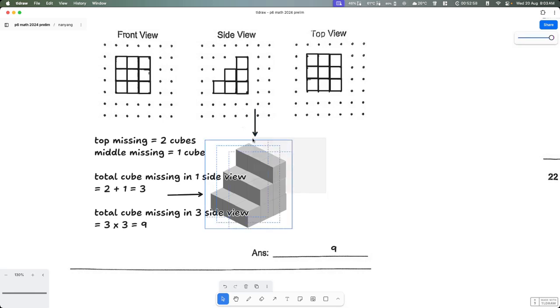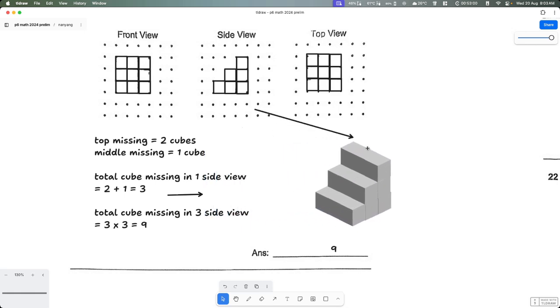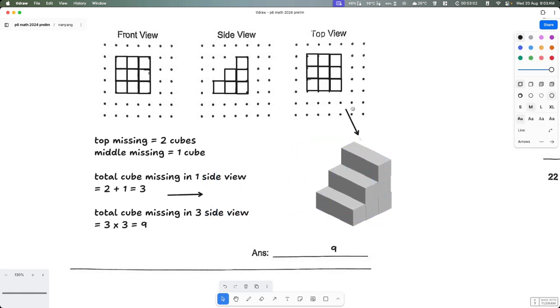Okay, so this is how it looks like over here, right? So we have the top view and then we have the side view as well.